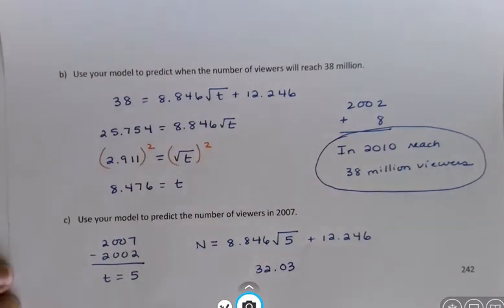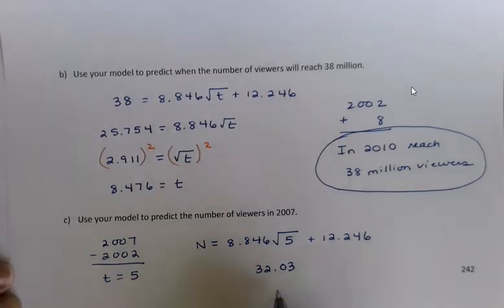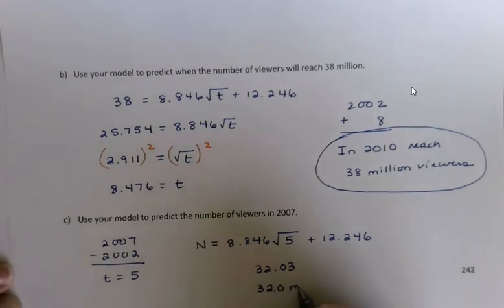Or since they only rounded off to 1 decimal place in the chart that we were originally given, we could just go ahead and round this off to the nearest tenth and say that's 32.0 million viewers.